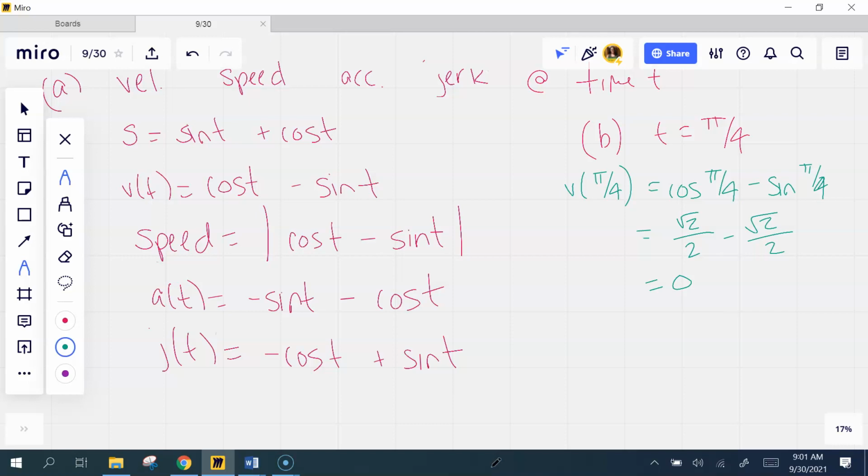Is that for everything? That's velocity. Speed equals cosine t minus sine t, that's part A. No, that'd be negative square root of 2 over 2 minus square root of 2 over 2. Those are 1. It's just square root of 2. Negative 2 square root of 2 over 2. The 2's would cancel, and it would turn into 2 over 2.